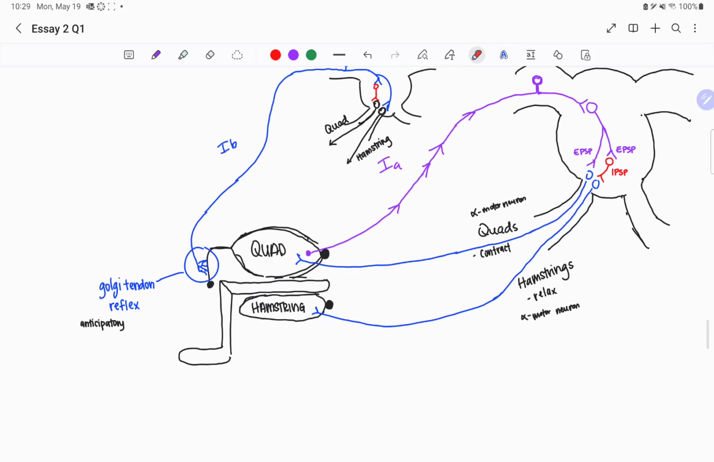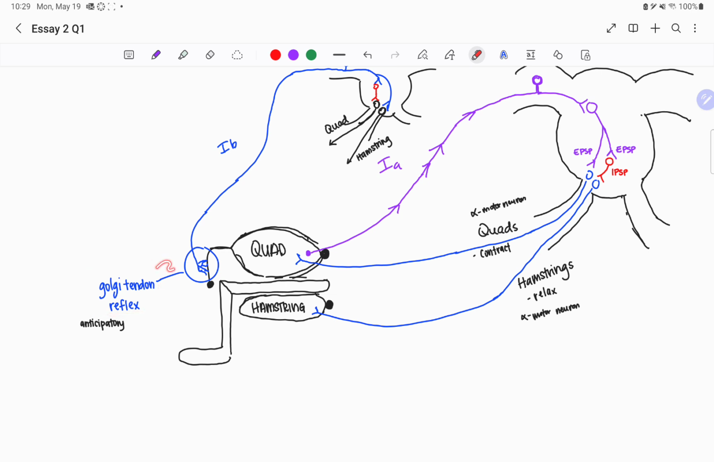Now, the Golgi tendon reflex is kind of doing the opposite. The Golgi tendon reflex is really focused on your tendons, right? Our bodies are amazing. They can put up with a lot of force, and they're able to move a lot of weight. But because of this force that our bodies can generate, bones can be broken and tendons can be severed, right?